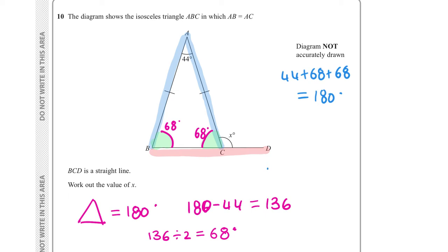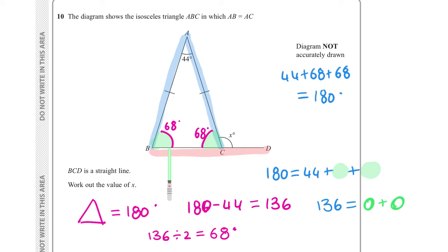So we know that 180 equals 44 plus 2 angles which are the same. Okay, so this means 136 equals 2 angles that are the same. So if I want to find one of them, I'm going to divide by 2.